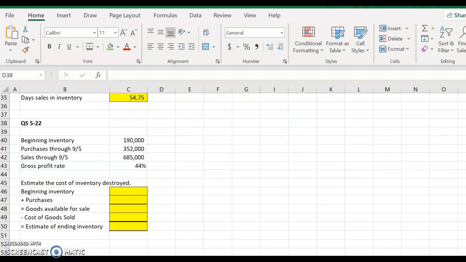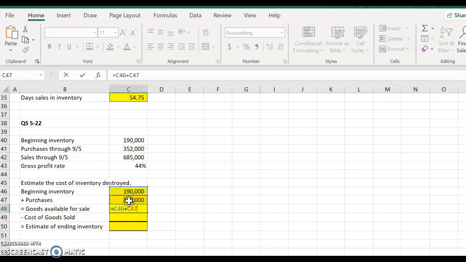The last one, which we didn't talk about in the video, is called the gross profit method. And I think in this problem there was a fire, so we're trying to recreate the amount of inventory that might have been on hand prior to the fire for an insurance claim. So we're going to estimate the cost of that inventory that was destroyed. We're going to start with our beginning inventory, which is 190,000. We're going to add in our purchases. And remember that beginning inventory plus purchases equals goods available for sale.